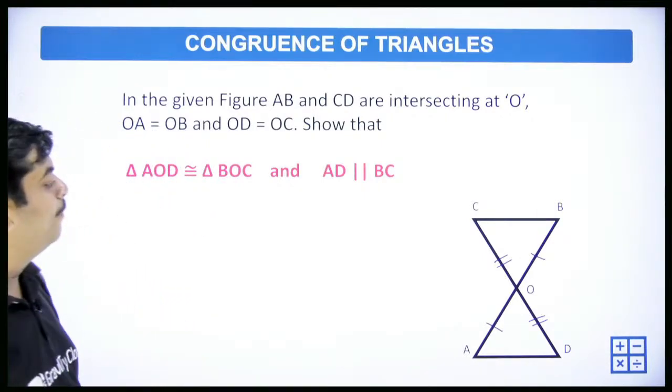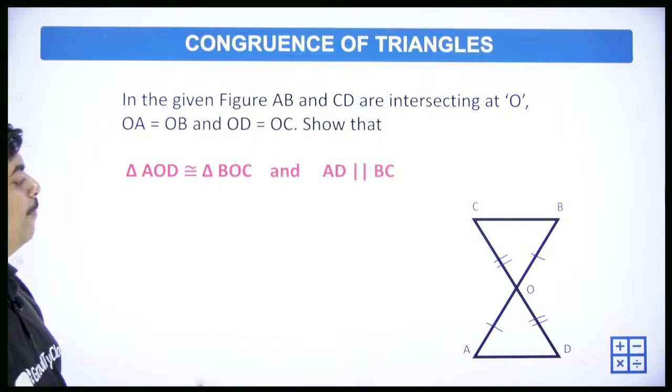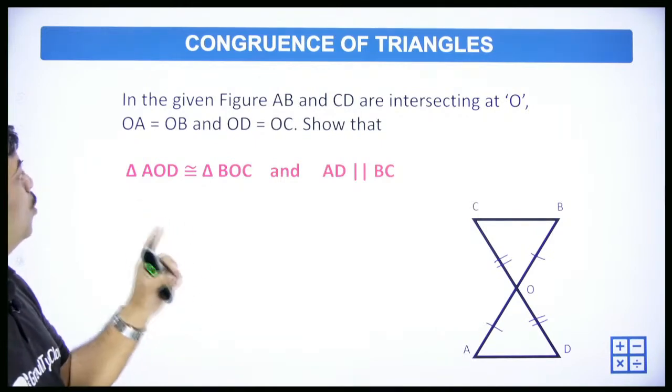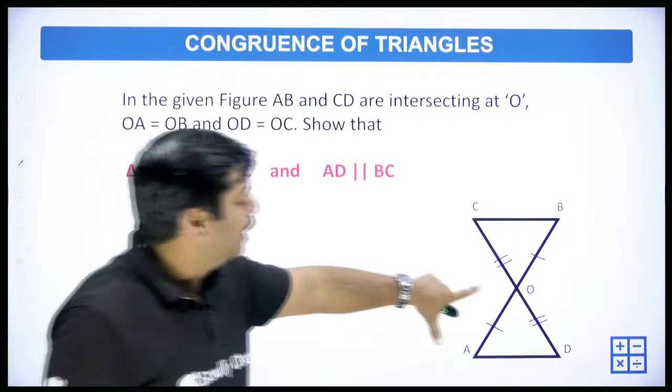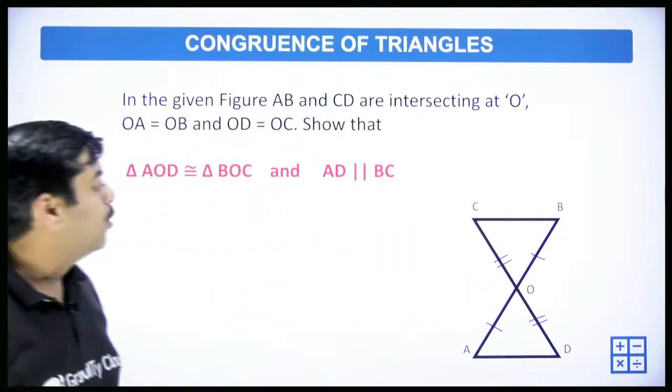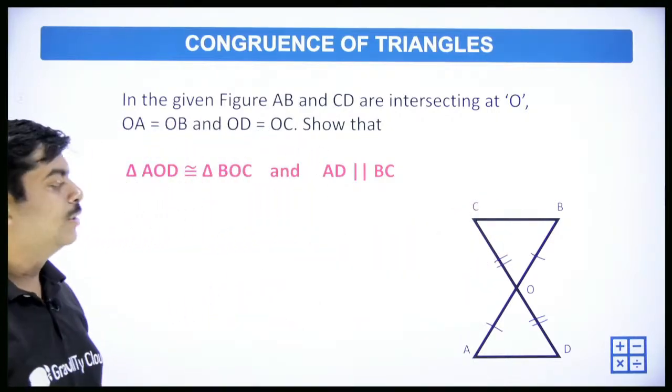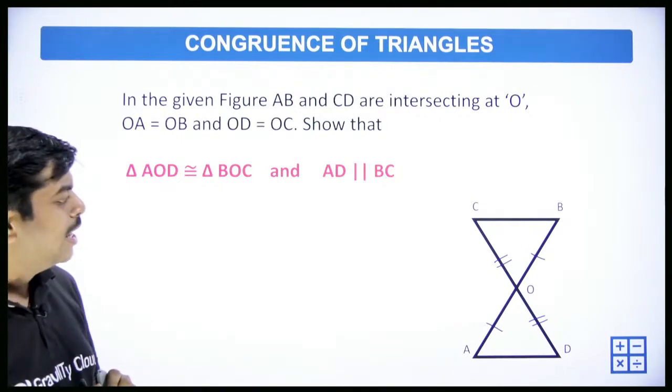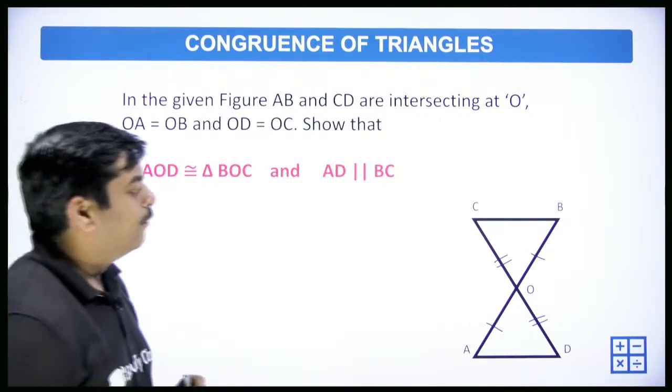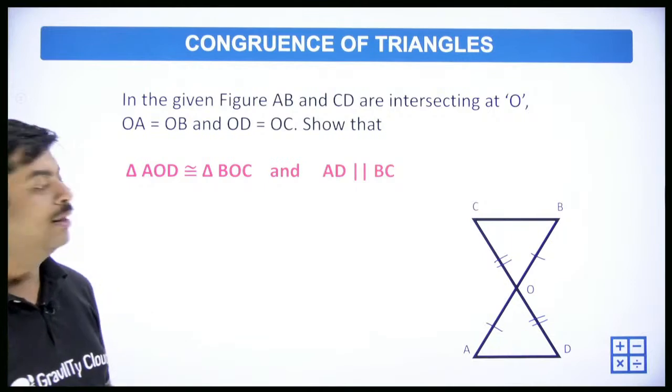In the given figure, AB and CD are intersecting at O. OA is equal to OB, and OD is equal to OC. Show that. So these two things. Now, carefully observe here. We need to take one more angle as the same.